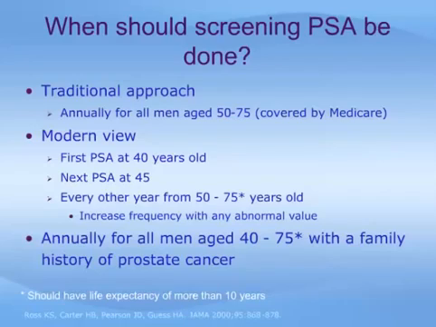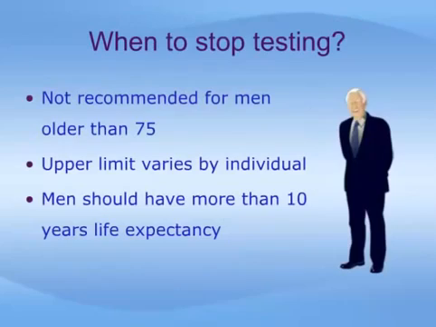A newer approach is to do a first screening PSA at 40 years old. If that value is normal, then another can be done at 45. And if that value is normal, then regular testing every other year can begin at age 50. The frequency of PSA testing would increase with any abnormal value. All men with a family history of prostate cancer should probably have more frequent testing done, usually annually beginning at 40 years old. A cutoff age of about 75 years old is now chosen as an upper limit, but is not fixed in stone. When to stop PSA testing will vary between individuals, depending on other health issues.